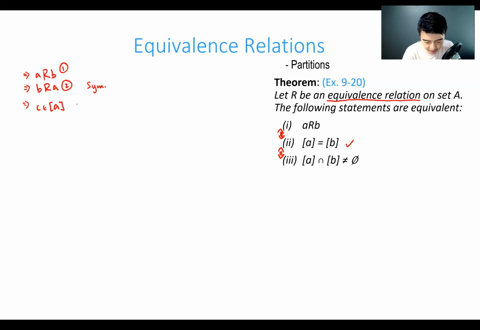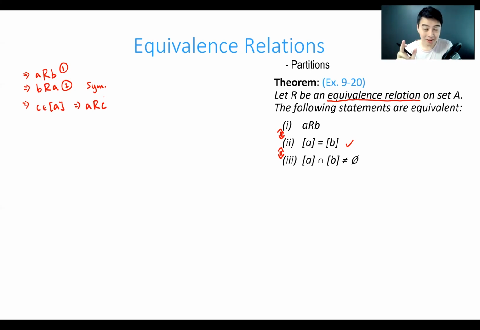So what that means is that it must be that A is related to C. Okay, so A is related to C. Oh, by the way, if I say that C is in the equivalence class of A, is it that A is related to C, or is it that C is related to A? If I say that C is in the equivalence class of A, does it mean that A is related to C, or does it mean that C is related to A? Think about it. Okay, the answer is it doesn't matter, right?